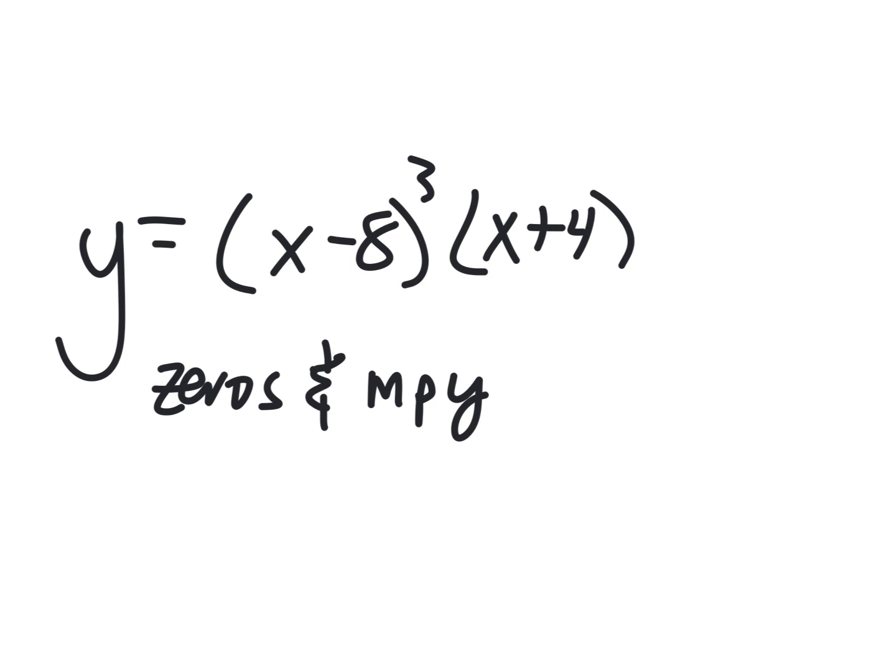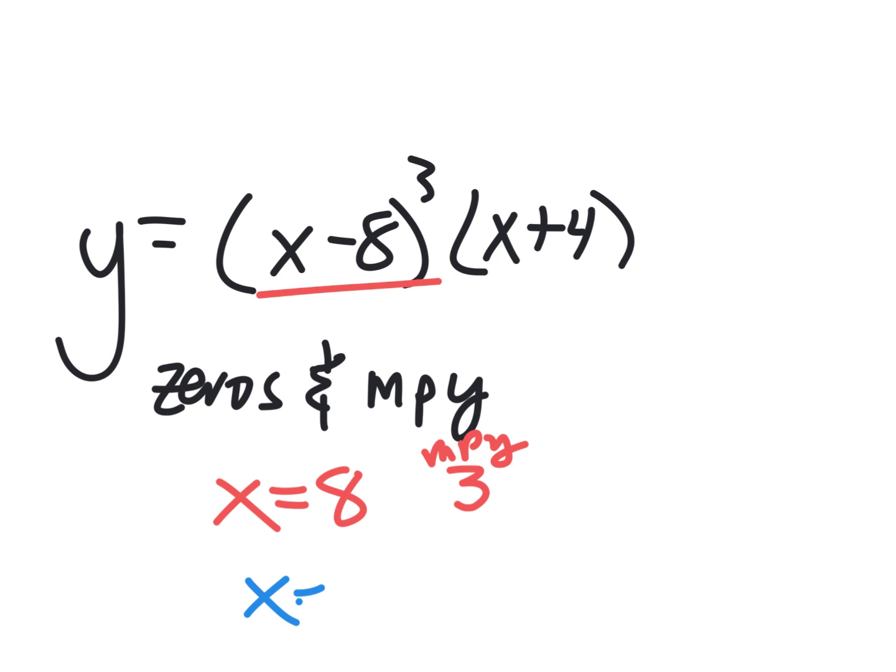Claire, can you tell me what the 0 is for this first one? X equals 8. And then the multiplicity of this. 3, yeah. And then in a different color, I'll do the other one. X equals negative 4. But you didn't put a power here, Mr. Server. Well, then what power is there for sure? It's a 1. So the multiplicity is a 1.